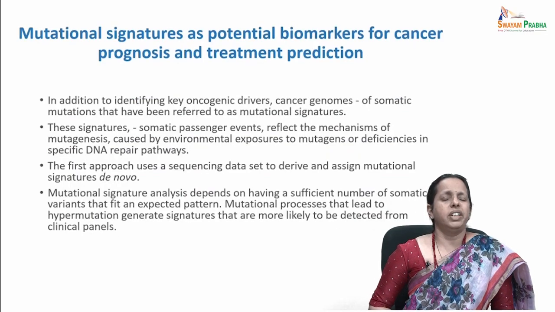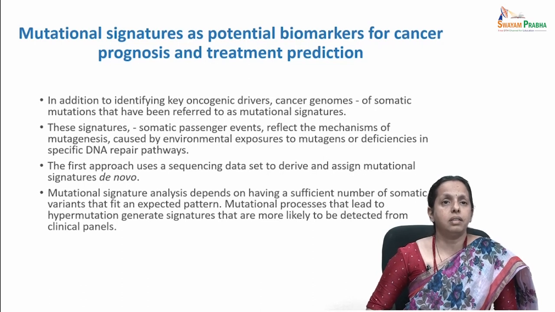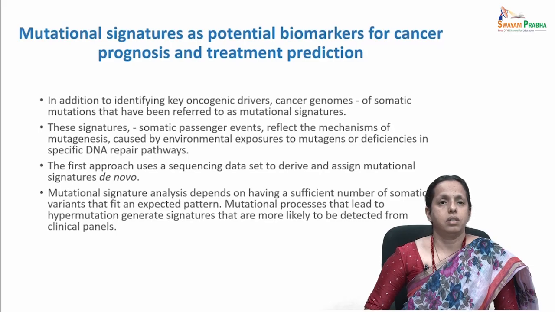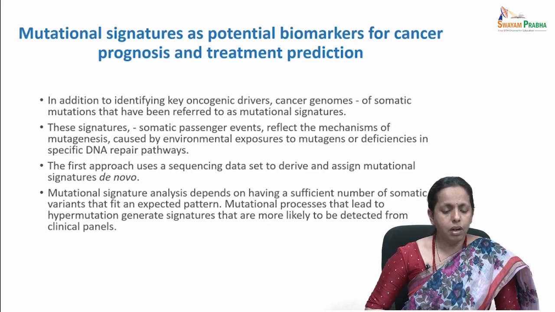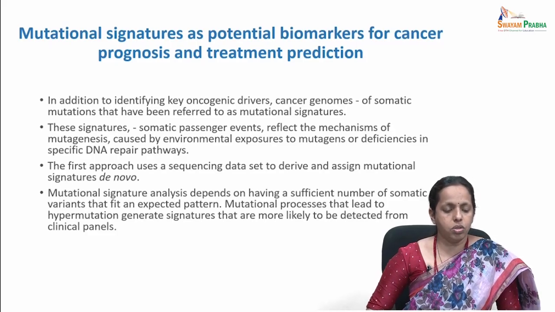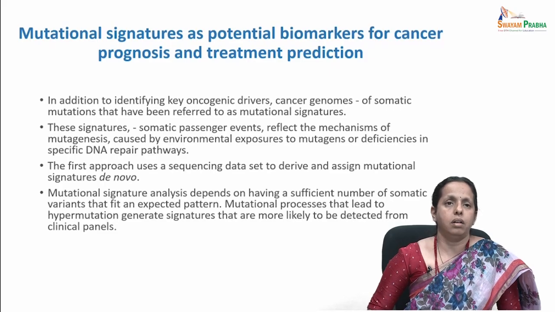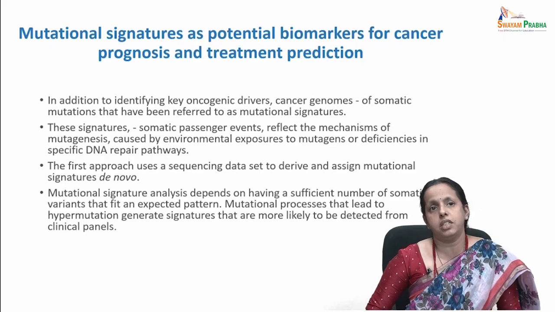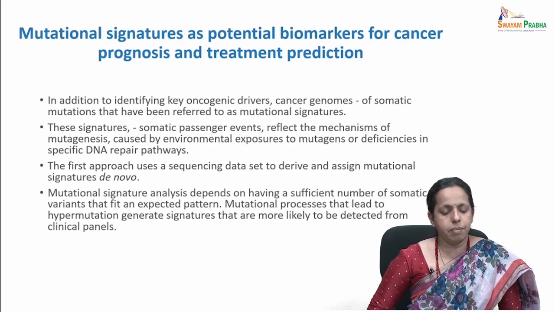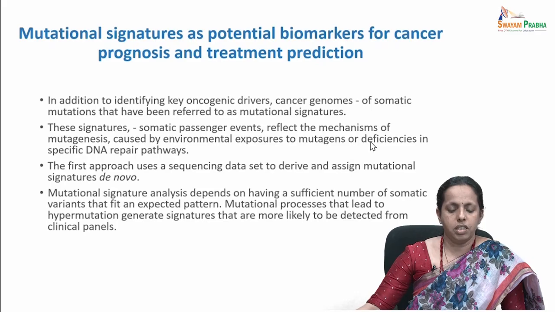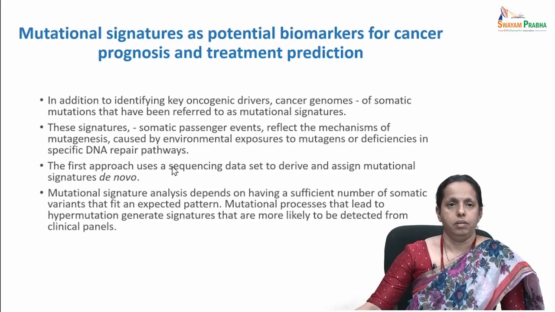Now, we look at mutational signatures. We have been talking about what exactly these mutations are, and we are now aware that single mutations can result in a clonal expansion of cells, which will result in a tumor. In addition to identifying your driver genes, somatic mutations in cancer genomes have been referred to as mutational signatures. These signatures, mostly somatic passenger events, reflect the mechanism of mutations, which are caused by your environmental exposure to mutagens or deficiency in specific DNA pathways.